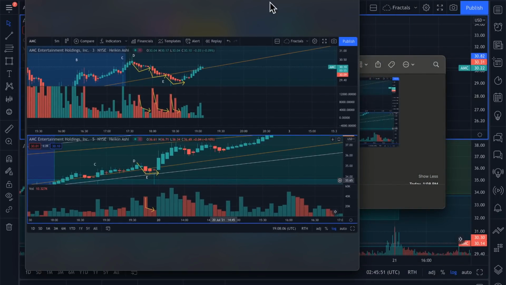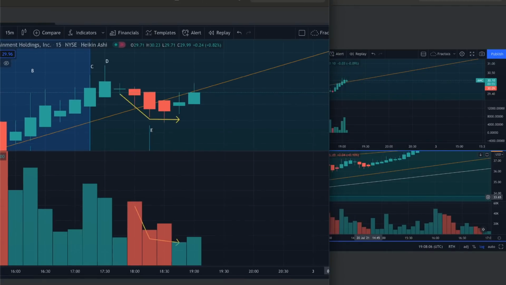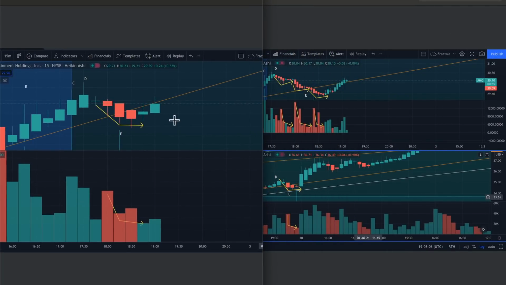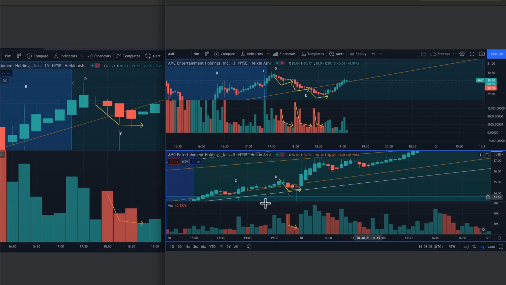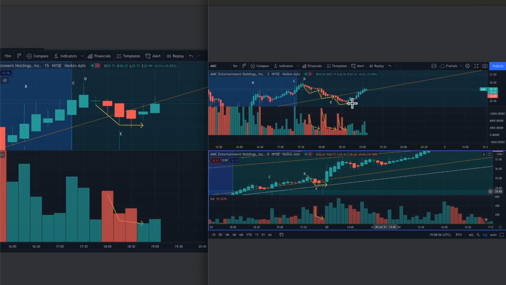Let me pull the other one up as well. This right here, this is the 15-minute. All right, so let me repeat that. This is where we are. This is where we were today in the middle of the day. On the 5-minute, this is where we were in the middle of the day on the 15-minute.